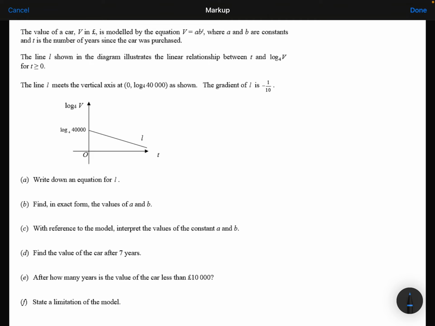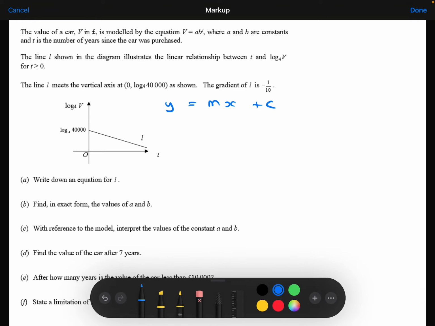So it's a linear relationship, so it's going to be y equals mx plus c. But in this case, on our y-axis, we've actually got log base 4 of V, so let's swap that. And on our x-axis, we've not got x, we've actually got t, so let's swap that as well.